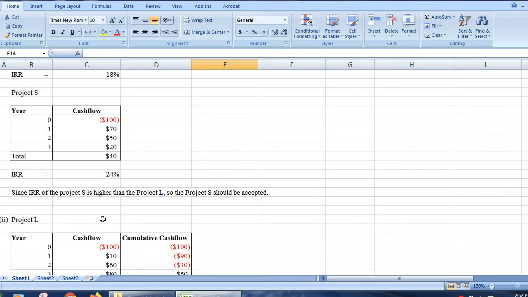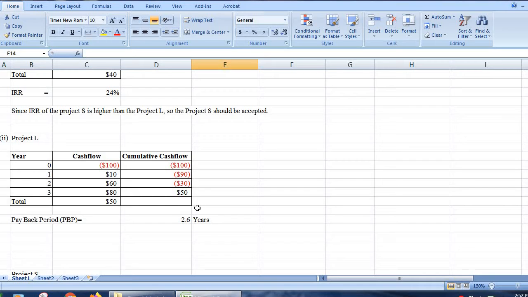Now project S and project L, both projects are selected because both have an IRR higher than 10%. If the projects are independent, we can select both for investment. But if these projects are mutually exclusive, in that case we should choose project S, since the IRR of project S is higher than project L, so project S should be accepted.